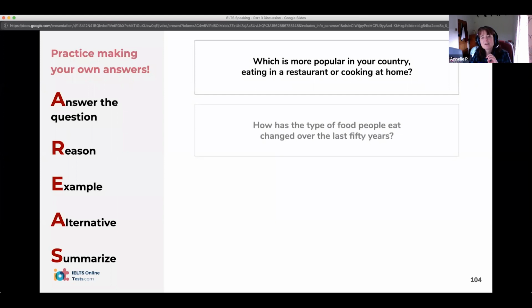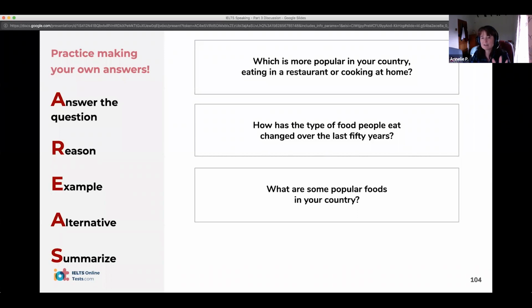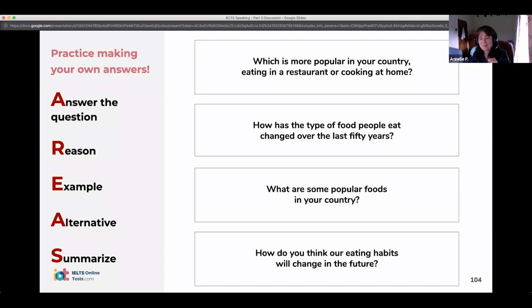So just having a look at some others. These were the other ones that we looked at. If you remember, we looked at the different types of questions. So what we could do is take those away, think about how you would answer them, maybe use the acronym that we've looked at. If anyone wants to try doing that in the chat, that would be fine. We've got one more there. Thinking about the whole way that you would answer your question. Remember, answer, reason, example, alternative, and then summarize.